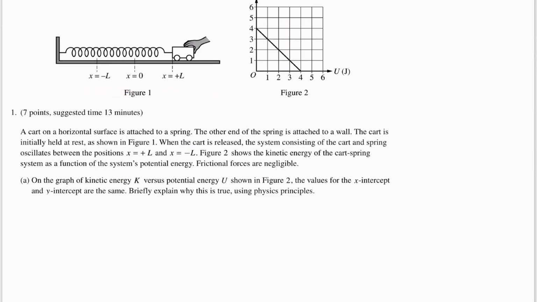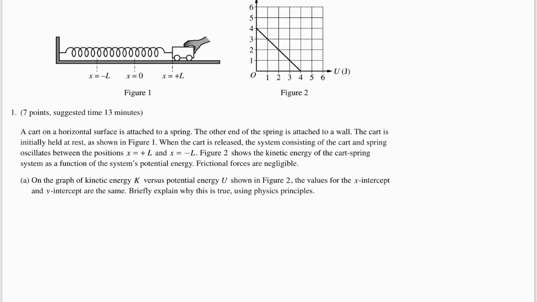Figure 2 shows the kinetic energy of the cart spring system as a function of the system's potential energy, and friction forces are negligible. On the graph of kinetic energy K versus potential energy U, shown in figure 2, the values for the x-intercept and y-intercept are the same. So this and this are the same. Briefly explain why this is true using physics principles.